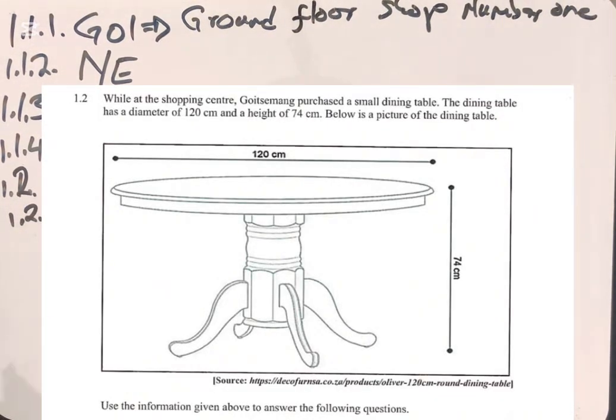1.2.1 says that while at the shopping center, Hunstiman purchased a small dining table. The dining table has a diameter of 120 centimeters and a height of 74 centimeters. Below is the picture of the dining table. We have a diameter of 120 centimeters and a height of 74 centimeters. Use the information given above to answer the following question, number 1, which is 1.2.1.